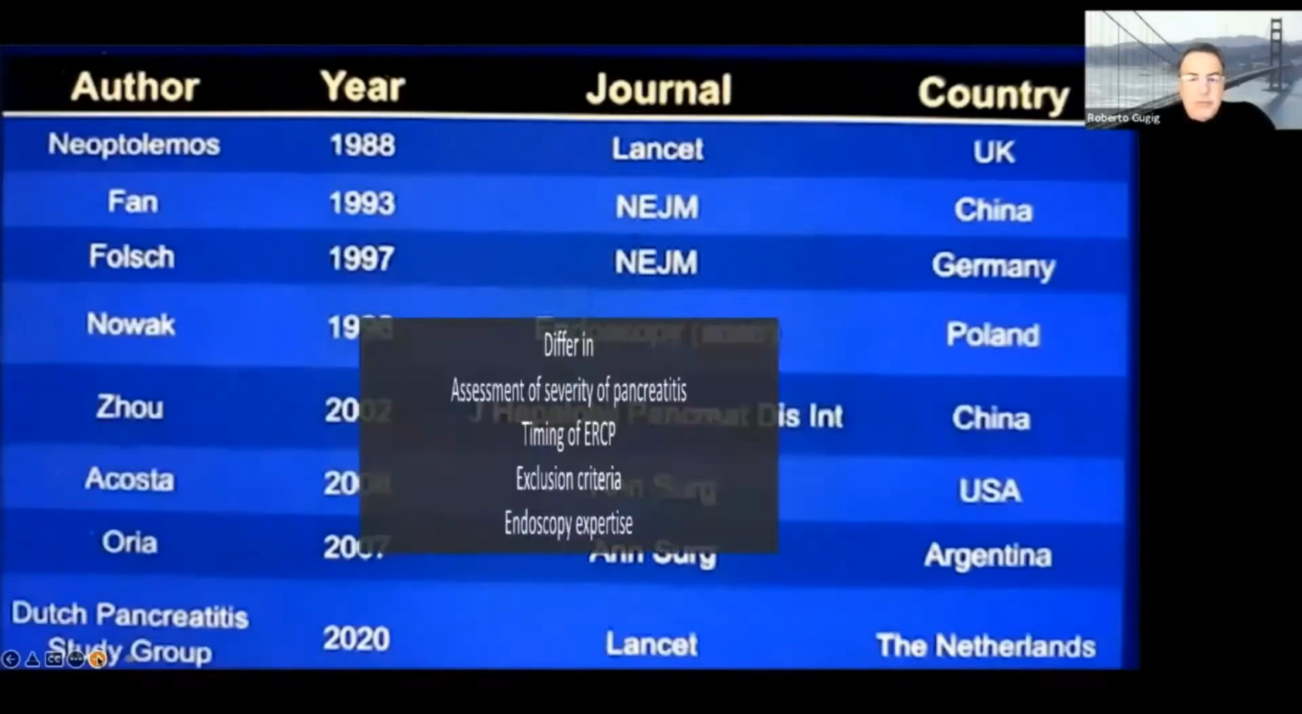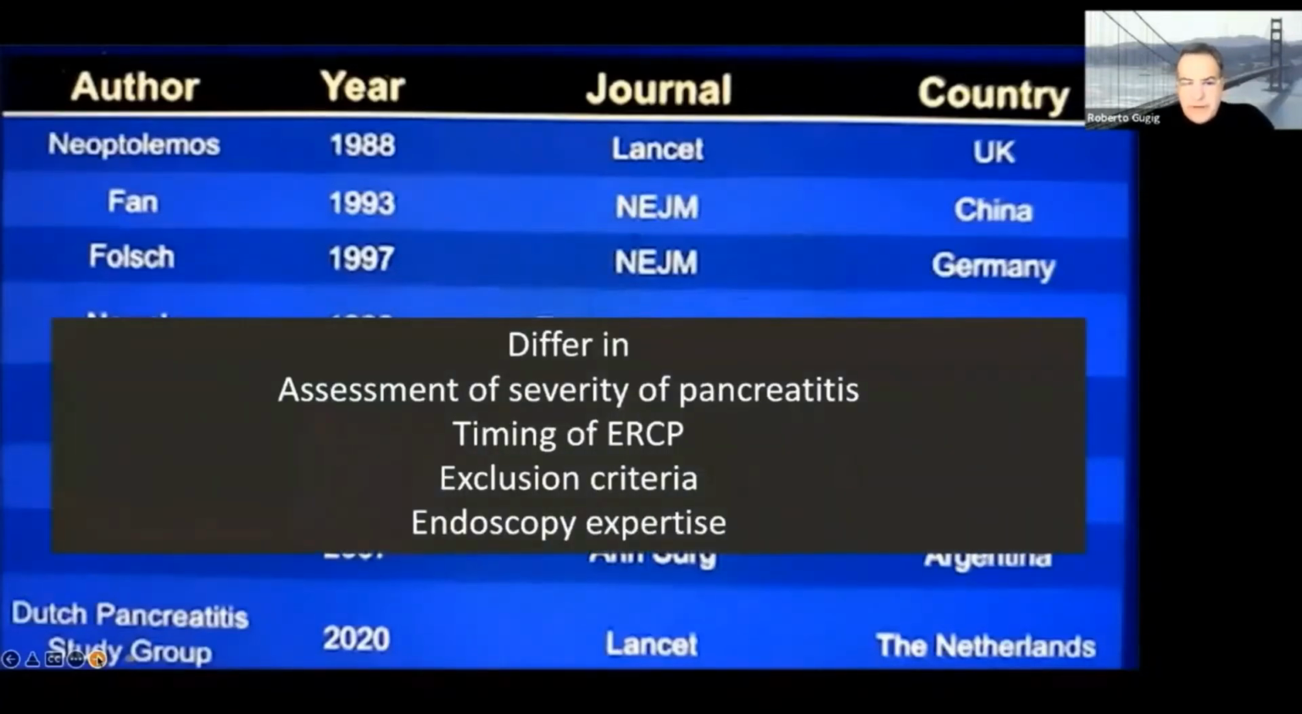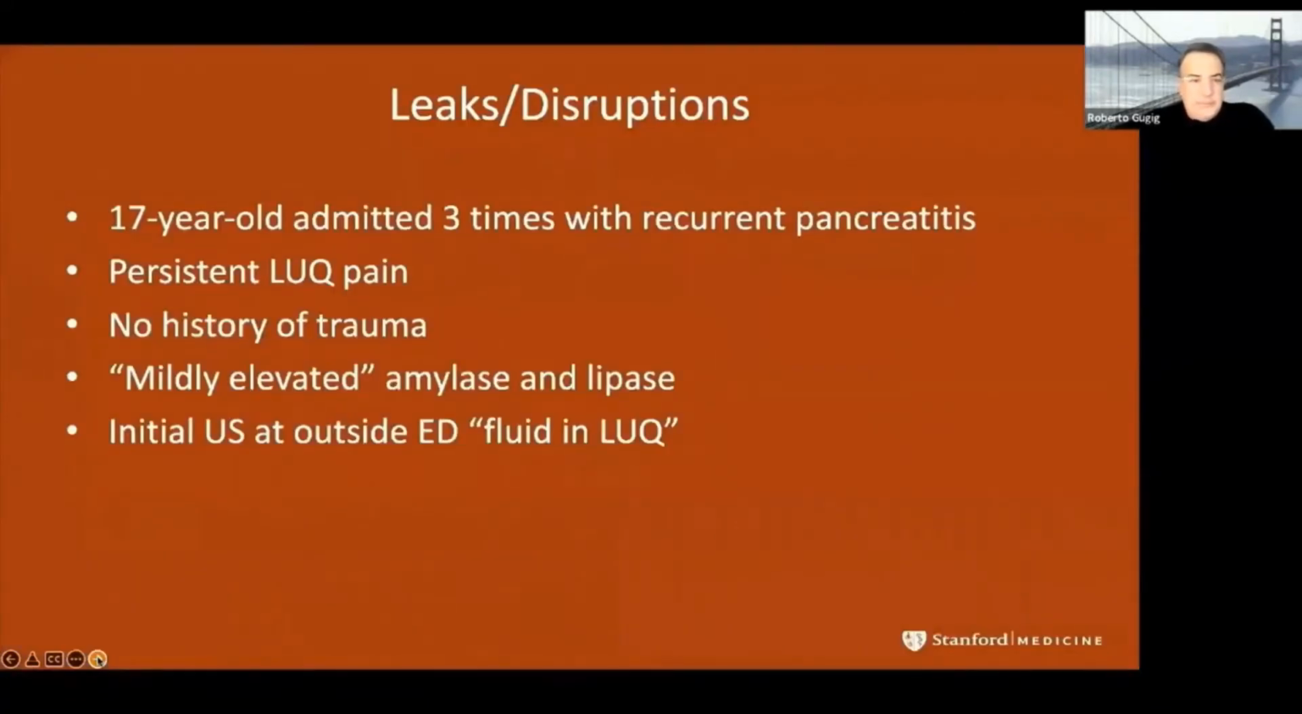Well, we really differ in the assessment of severity of pancreatitis, the timing of the ERCP, the exclusion criteria, and the endoscopy expertise, among others. So even answering a simple question, as you can see, takes a long time. So let's talk about some specific conditions, such as leaks and disruptions.